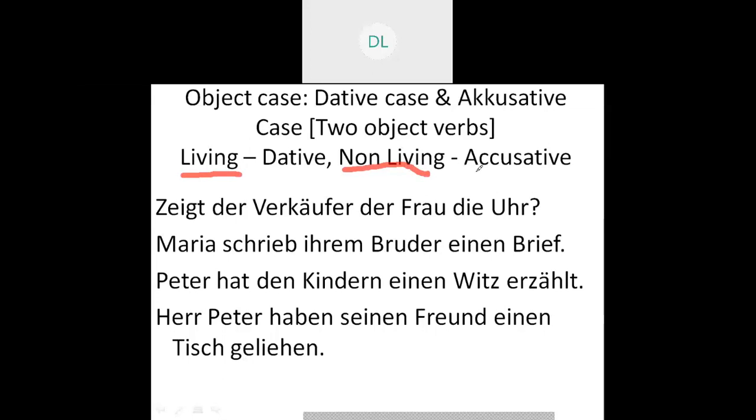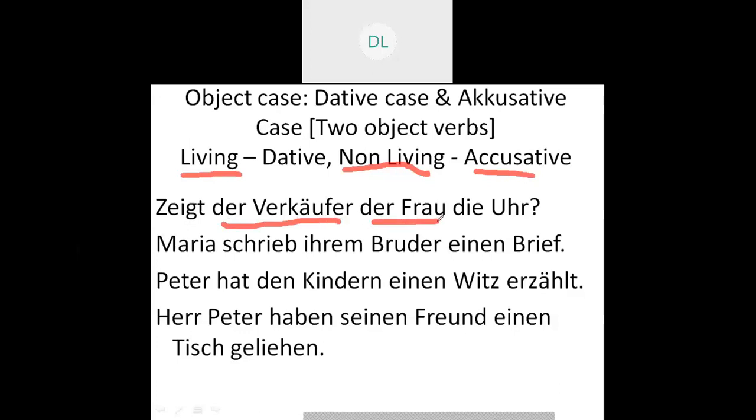And for the non-living, I'll be using accusative. So let's check a few sentences. Zeigen is to show something to someone. So, zeigt der Verkäufer der Frau die Uhr? Does the salesman show the lady the watch?